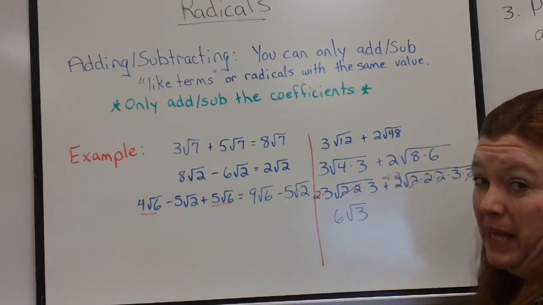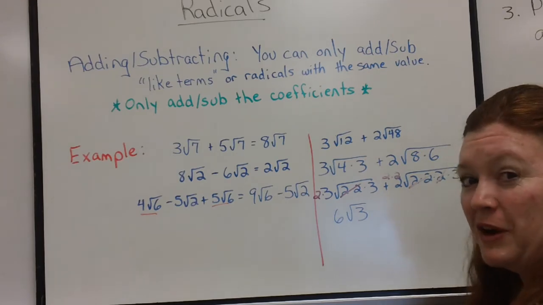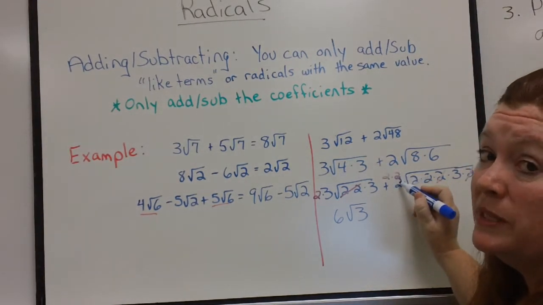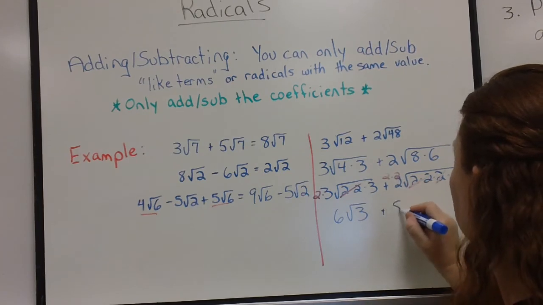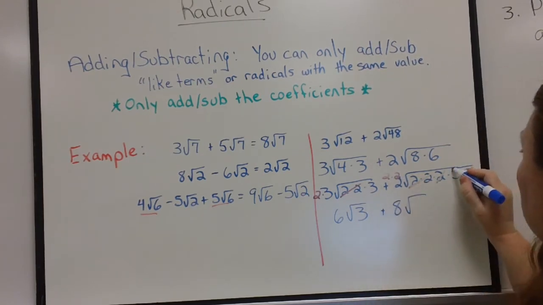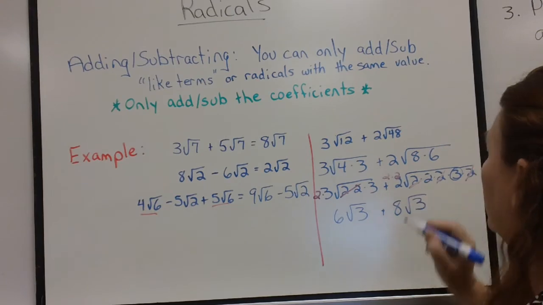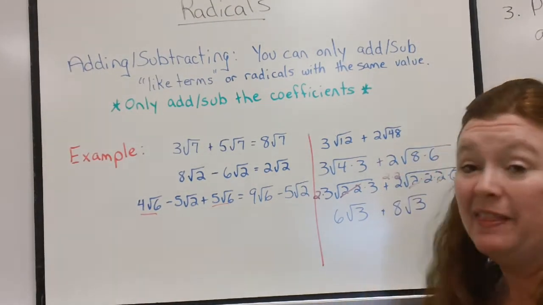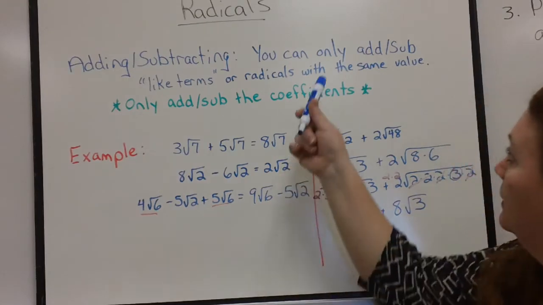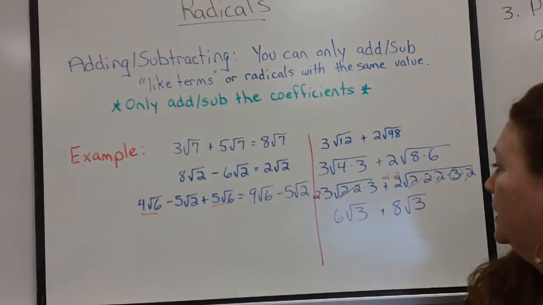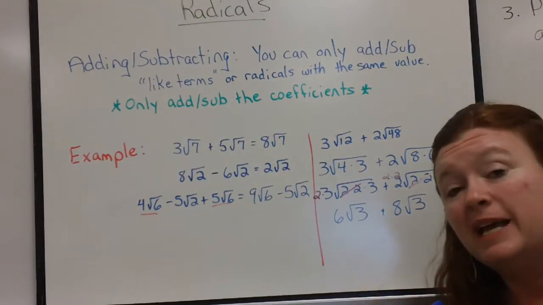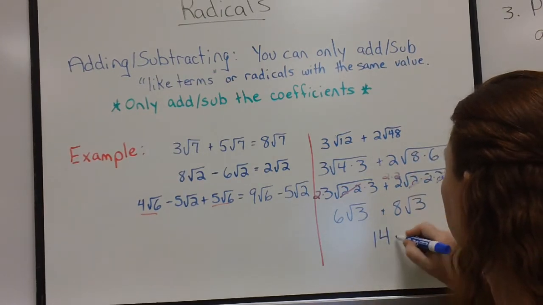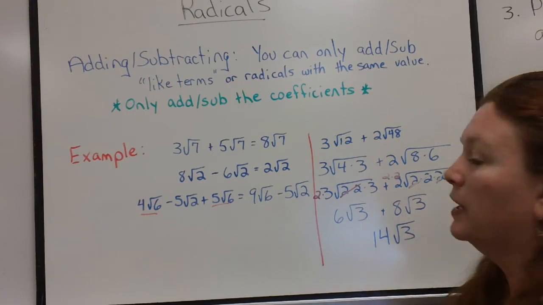I have a little mess going here, but hopefully I can figure out my own handwriting. 2 times 2 is 4, times 2 is 8. And what's left under the radical? There it is, it's a 3. All right, do you see it? I can add these now. They have like terms. There it is. 6 square roots of 3 plus 8 square roots of 3 is a nice and simple 14 square roots of 3.